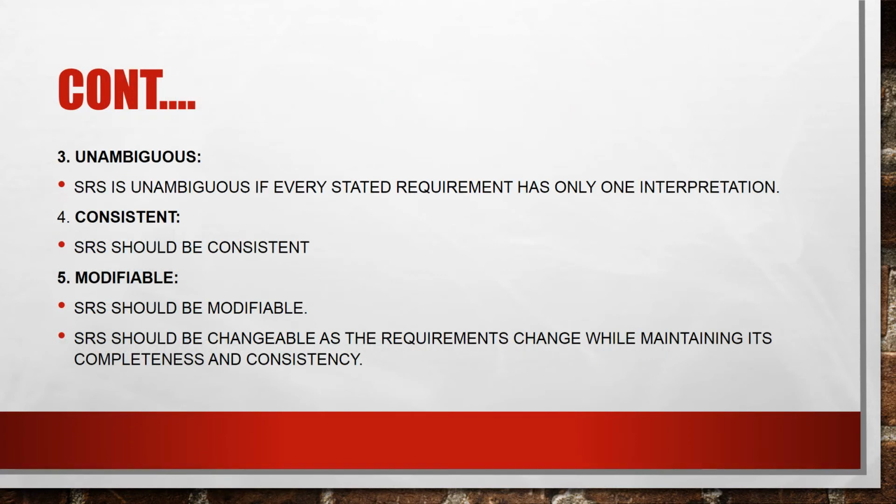Then the third characteristic is unambiguous. Unambiguous means it should not be confusing, a single statement should not have multiple meanings. That means every stated requirement in the SRS document should have only one interpretation. One requirement should provide one meaning only, and it should not be confusing for the development team.